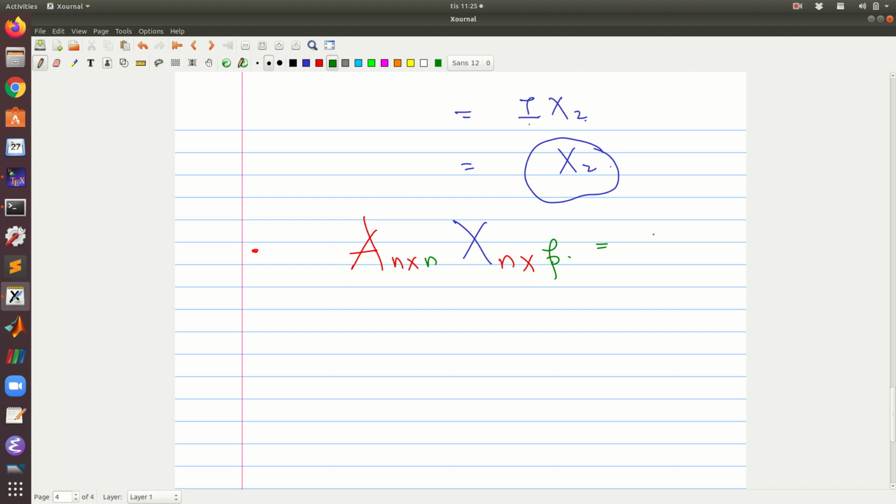If this equals b, of course by now we know that the size of b is going to be of order n by p, okay. Then we can get our solution x as A inverse multiplied by b, that is if the inverse exists, okay.